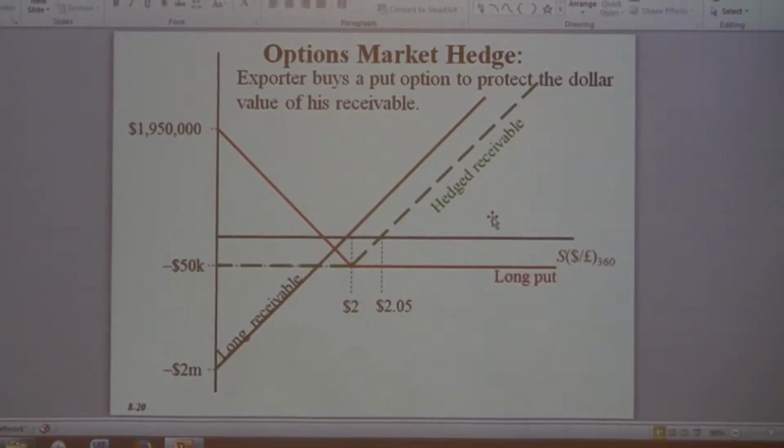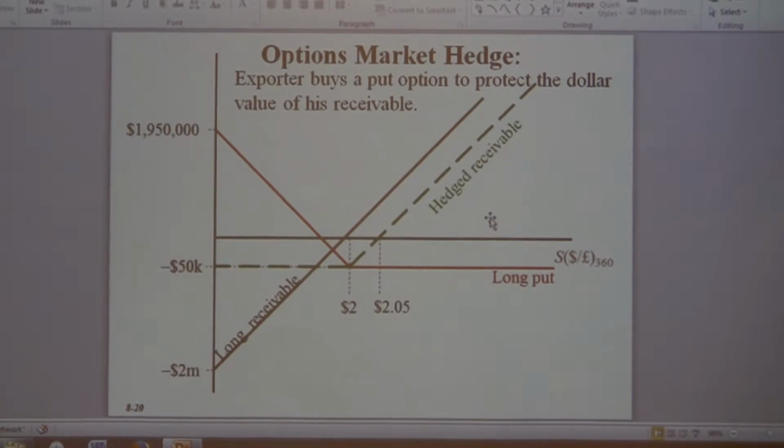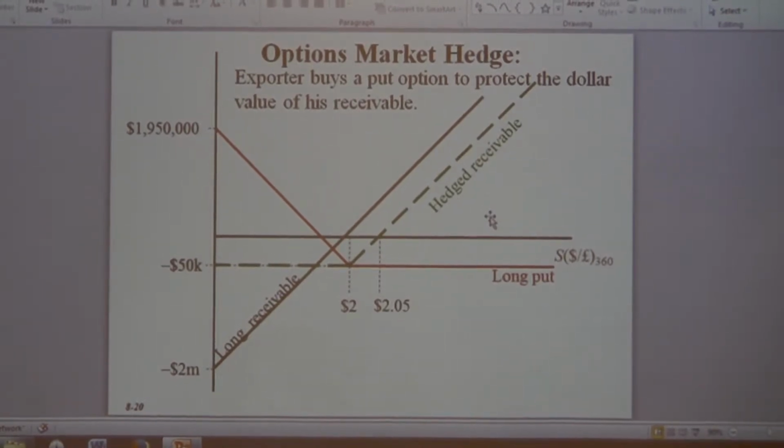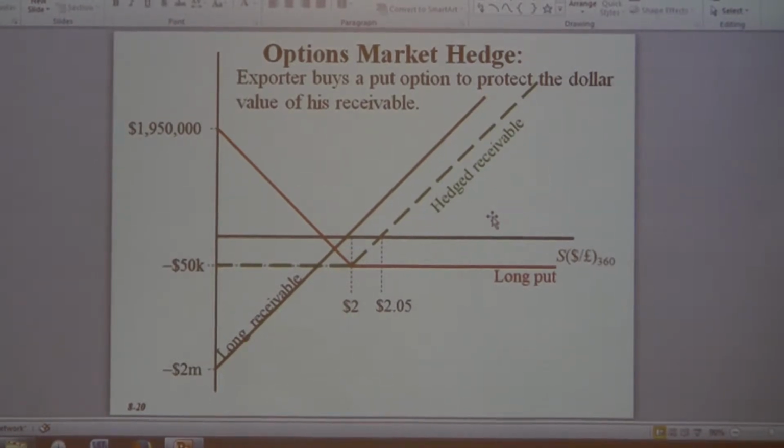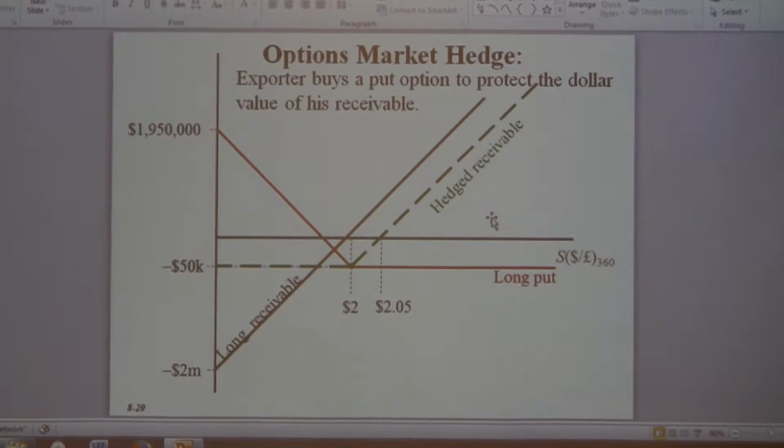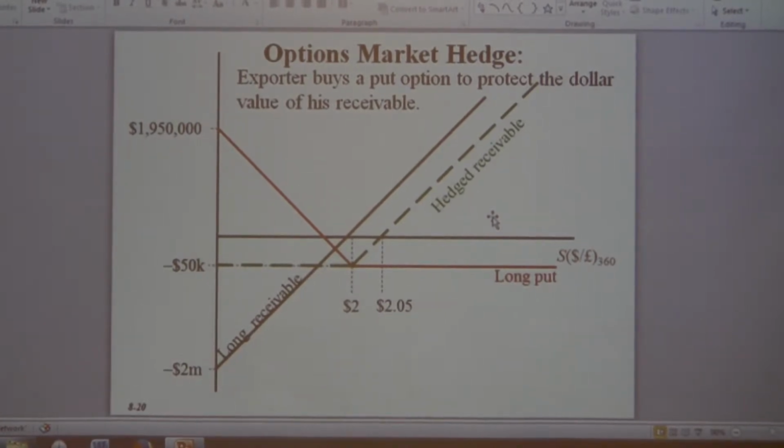He will receive £1,000,000, and to secure that receipt, he's buying put options. The put options have a strike price of 2 and a put premium of 5 cents, so he paid 5 cents for the put option. Now we can look at several cases.